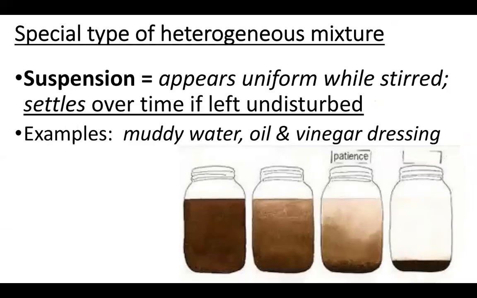Okay, next one, suspension. These are a type of heterogeneous mixture. We call them suspension. That means when you stir it, they kind of look uniform, but if you leave it over time, they separate. They settle down and then they separate into 2 layers. So like muddy water, oils and vinegars, orange juice.